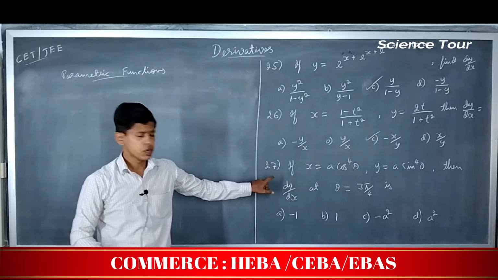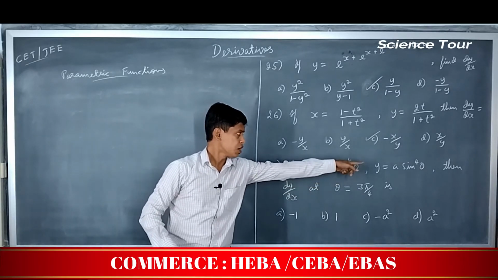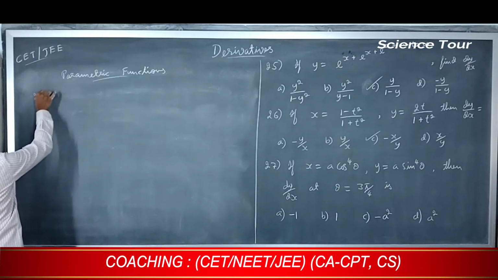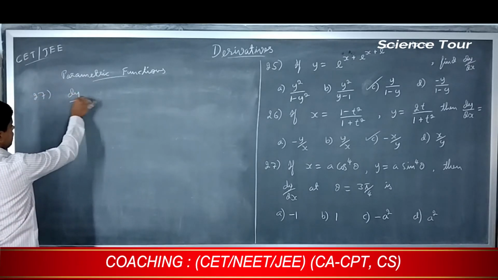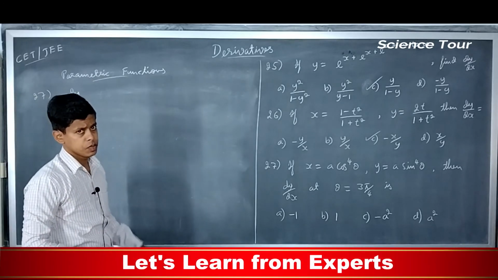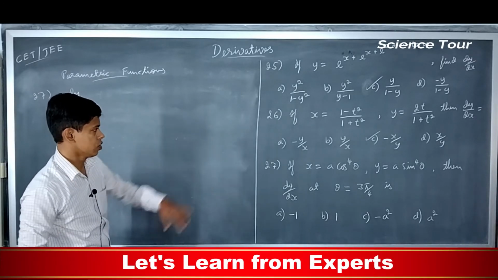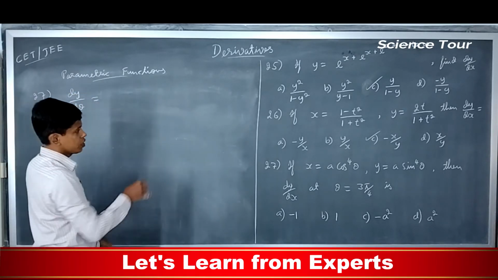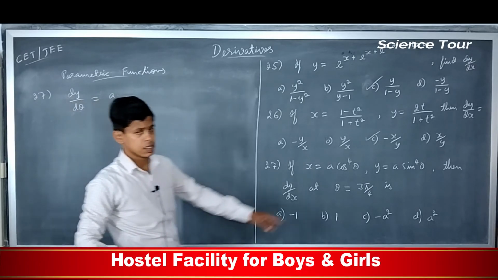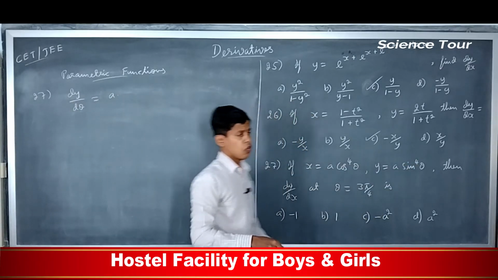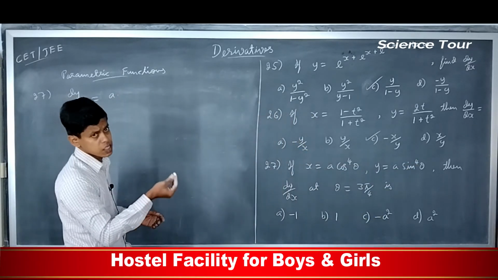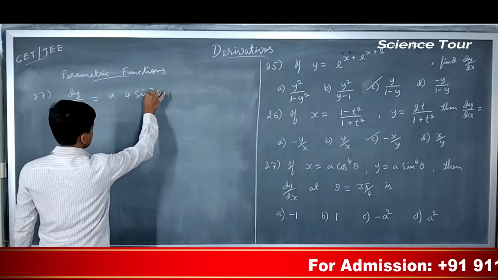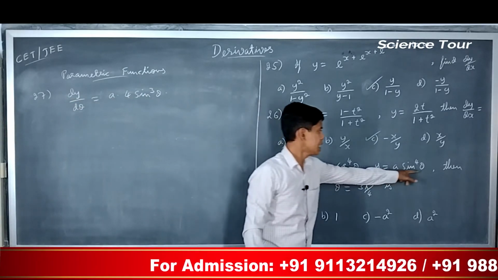Alright, question number 27, x is given in terms of theta, y is given in terms of theta, therefore parametric. So, first let me differentiate y, because I need dy by dx at the end. So, dy by d theta, first a as it is, then derivative of sine raised to 4, x raised to 4, 4x cube. So, sine raised to 4 is 4 sine cube into derivative of sine theta.